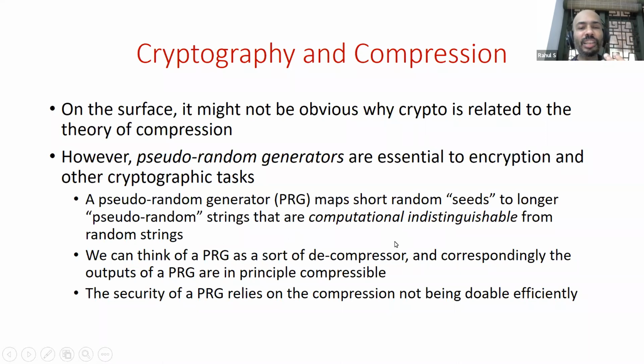So corresponding to this decompressor is a compressor, which just inverts the PRG, right? If you can invert the PRG, then that'll be a way of compressing the outputs of the PRG. So in principle, we can invert the PRG. I mean, not efficiently, but yeah, it's possible to invert the PRG.